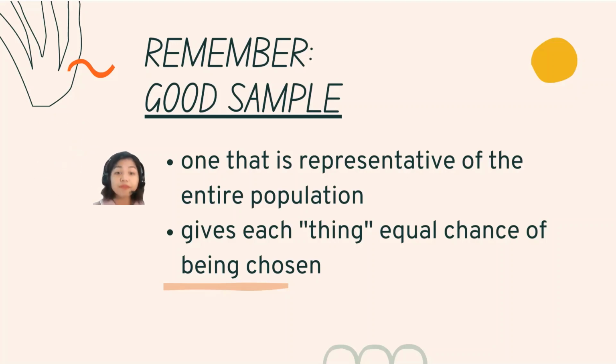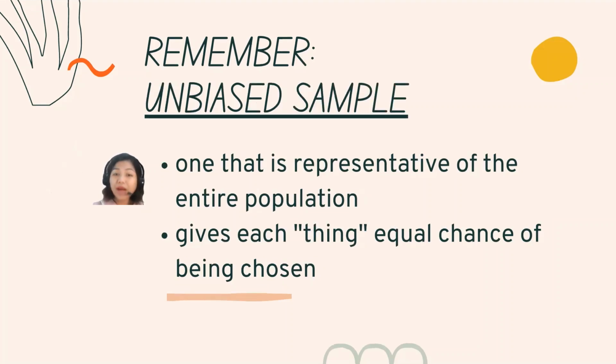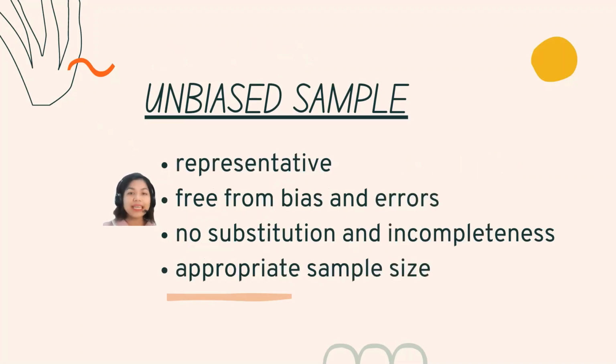And another thing, a good sample gives each thing or each individual or organism the equal chance or likelihood to be chosen or selected. That's why when we talk about a good sample, we are actually referring to an unbiased sample. One, again, that is a representative of the entire population and gives each unit or thing or organism or human entity or individual the equal chance of being selected.